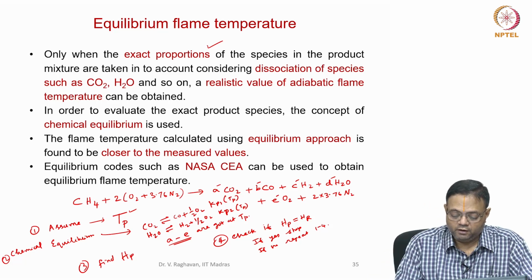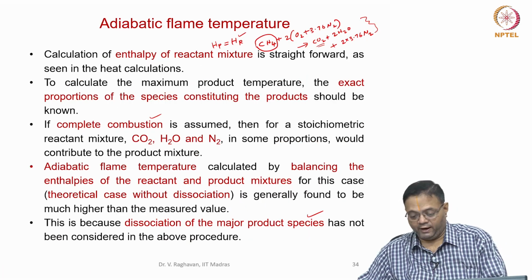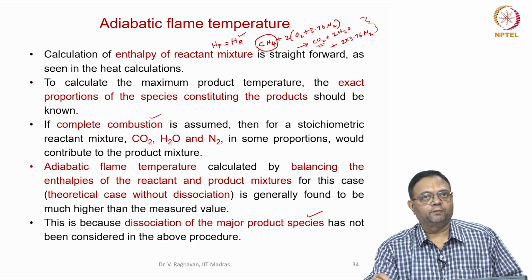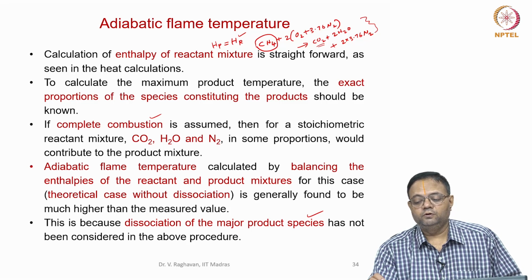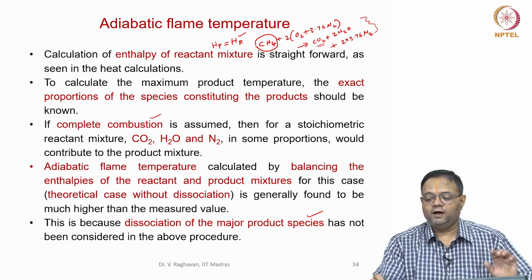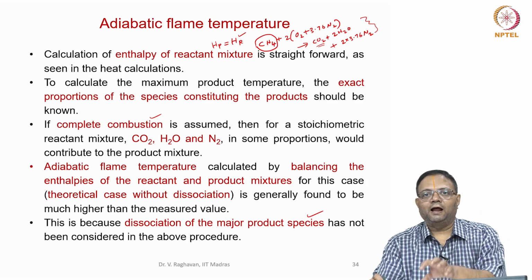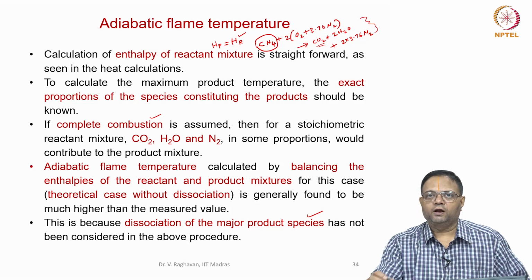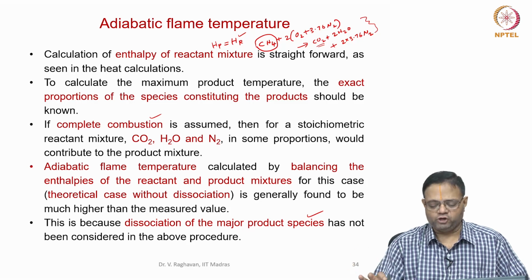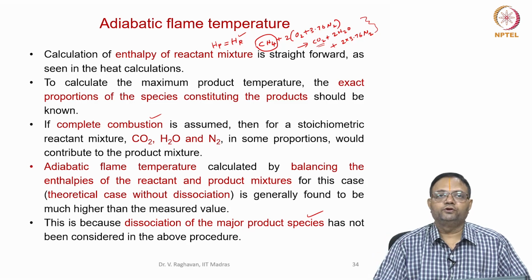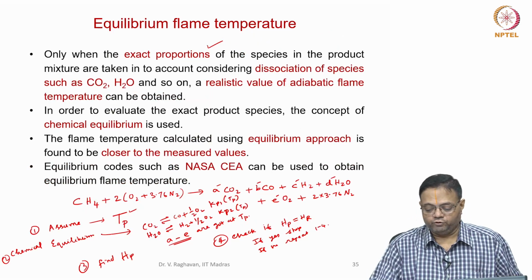So I will repeat again. In the previous slide, I have the equation where methane reacts with air in stoichiometric proportion, CO2 and H2O are formed and they are considered to be stable, no dissociation. Here I will assume a temperature for the products, calculate Hp, and compare it with Hr. If they are same then fine, or else iterate and get the value of Tp, which will be the adiabatic flame temperature. But often the adiabatic flame temperature calculated without dissociation is more than what is measured.